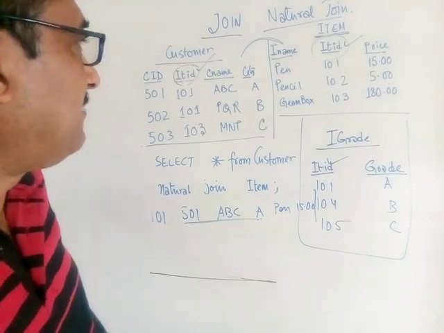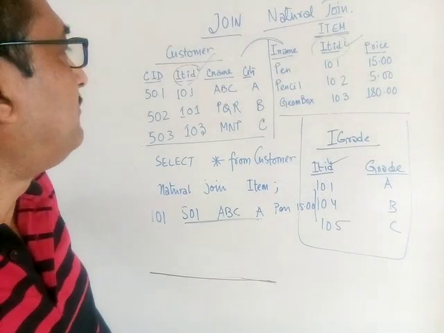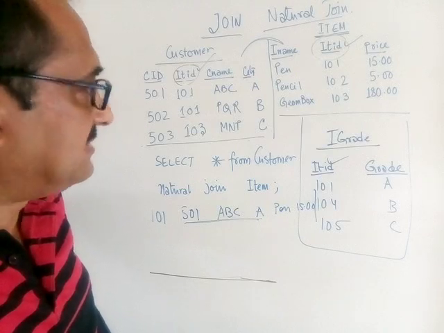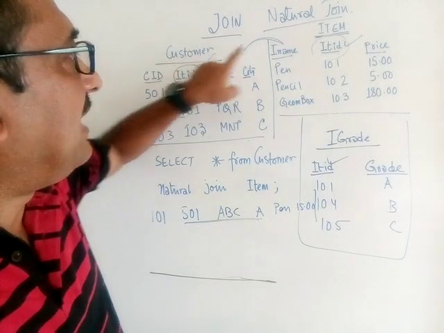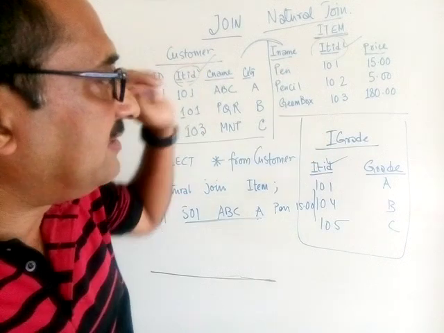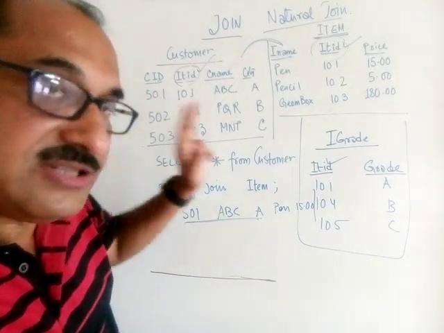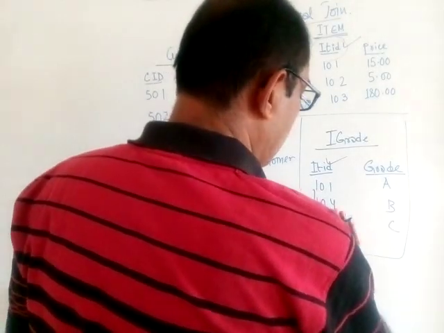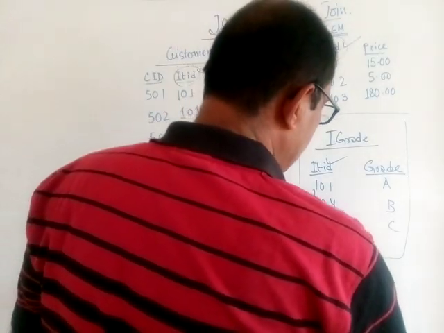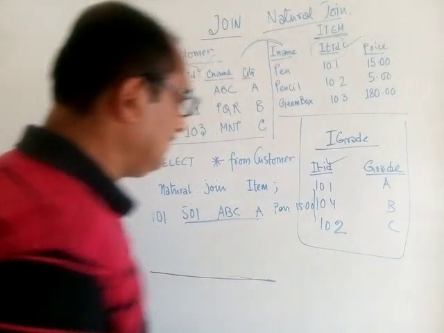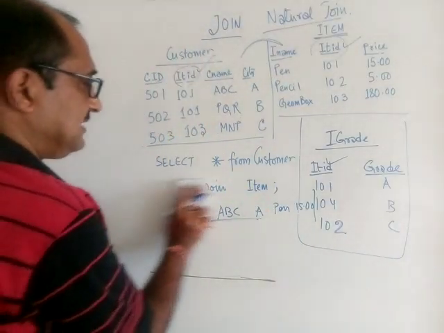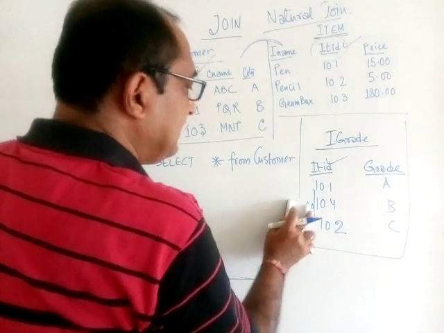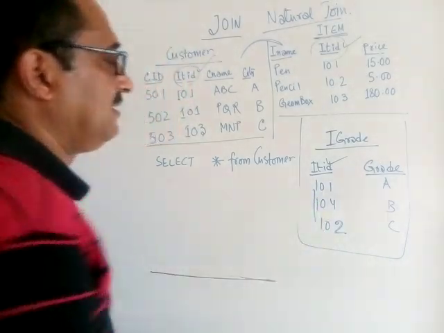Now, the question may come, like if we want to involve three tables. Like I want to take customer, I want to take item, I want to take iGrade. All three tables I want to take. And imagine we have here 101, 104 and 102 also. Right? So in that case, it depends basically on what kind of display you want.